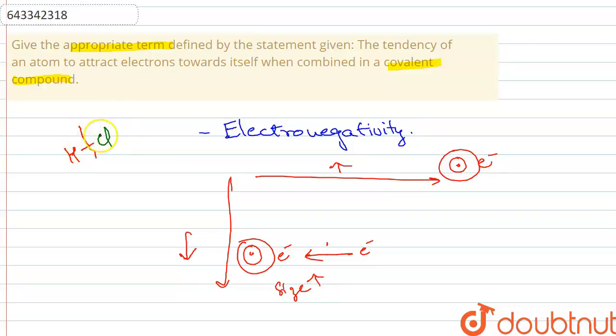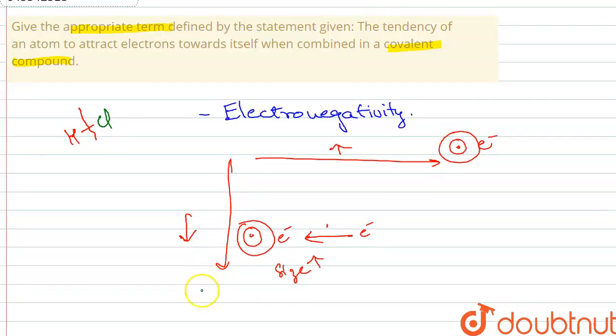So it will take its shared electron towards itself anyways, but it will also have the tendency to attract the other electron towards itself. So that is what electronegativity is, and here the one word or the term that they were asking for was electronegativity. So that is the explanation for the question.